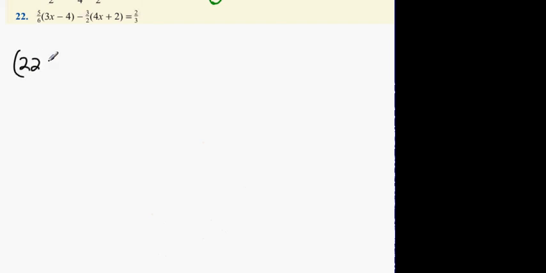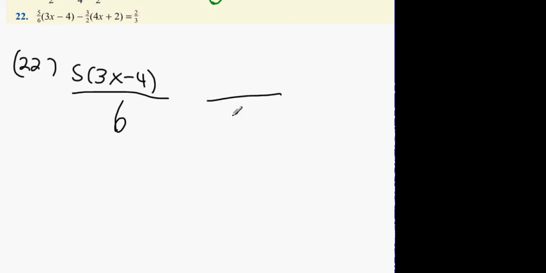Okay guys, with 22 what can we do? What can we change the 5 over 6 into? 6 on the bottom, 5 on top. Next one? 2 on the bottom, minus 3 on the top. It's minus 3 over 2. How do you decide which one to make a minus? Usually make the top one a minus.